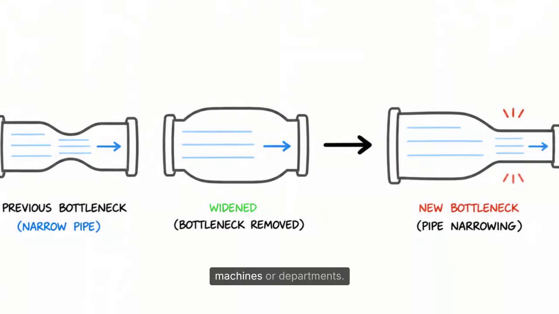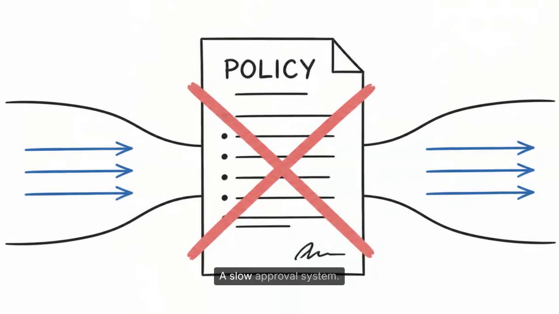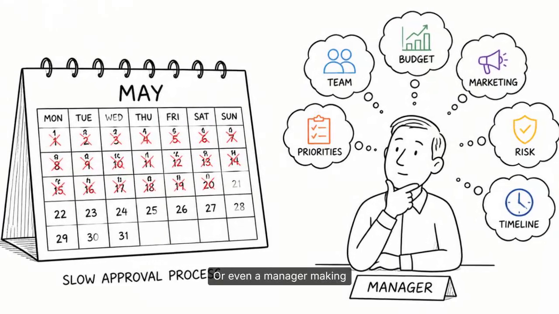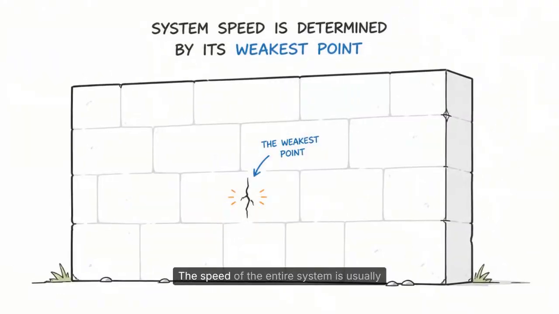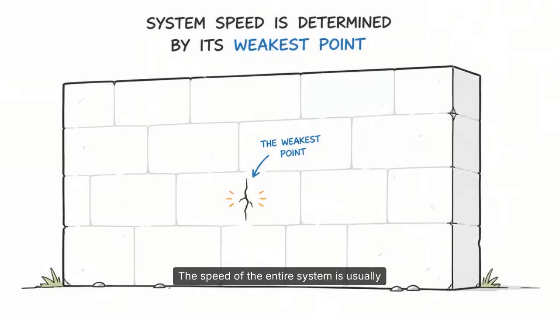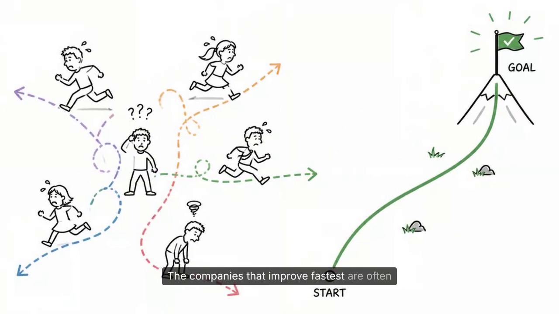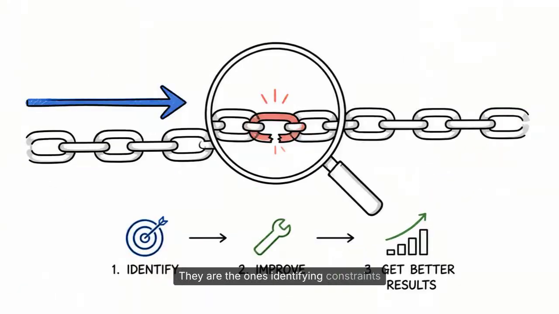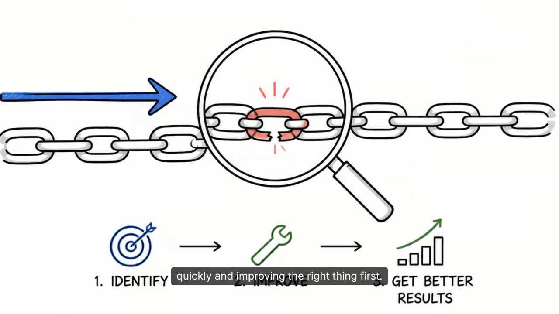Bottlenecks are not always machines or departments. Sometimes the bottleneck is a policy, a slow approval system, a lack of training, or even a manager making every decision personally. The important thing is this: the speed of the entire system is usually determined by one weak point. The companies that improve fastest are often not the ones working harder everywhere. They're the ones identifying constraints quickly and improving the right thing first.